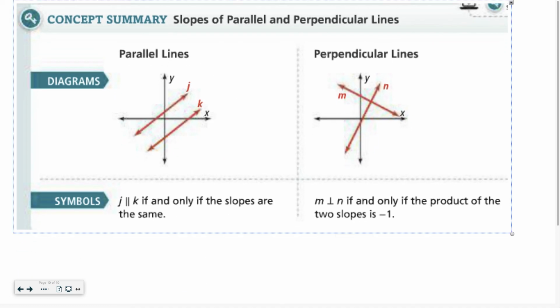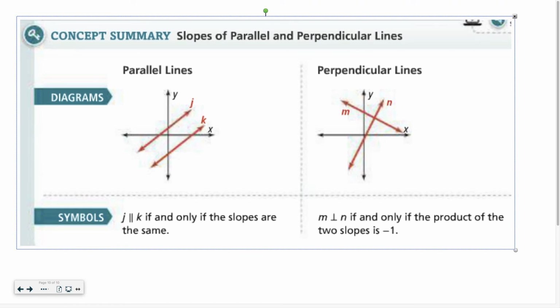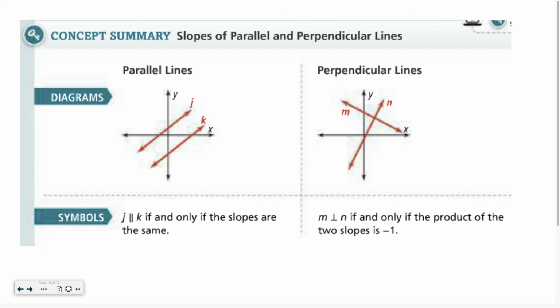All right, then we have just this quick concept summary, the slopes of parallel and perpendicular lines. This might be a good screenshot if you're worried about forgetting what parallel and perpendicular mean.